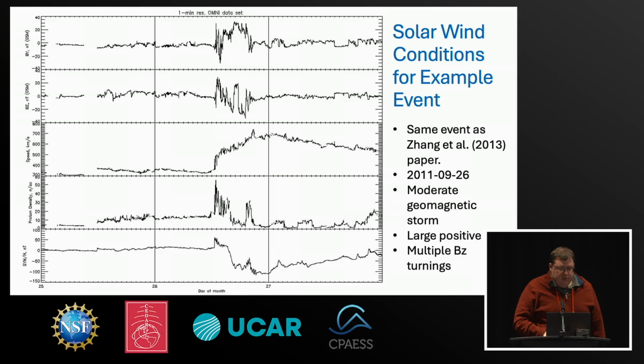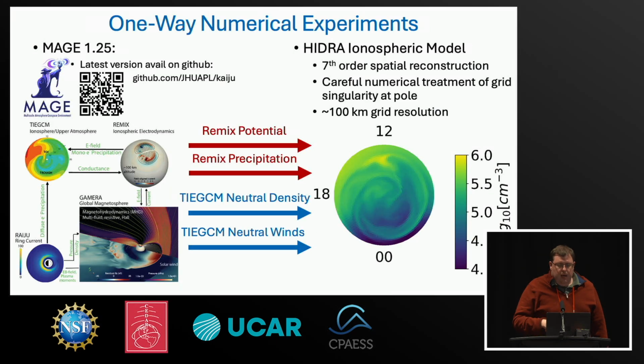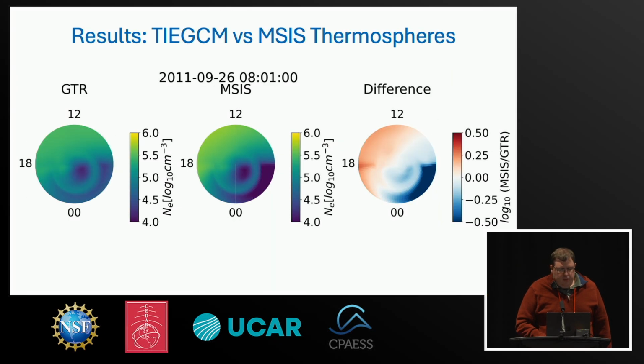So the first pair of simulations that I'm going to show you, the one that I'm going to call GTR, is exactly what's illustrated on this slide. So potential from Remix, precipitation from Remix, neutral density from TIE GCM, neutral winds from TIE GCM. And I'm going to compare that to a simulation that has the same potential and precipitation, but an EMSIS neutral atmosphere and zero neutral wind.